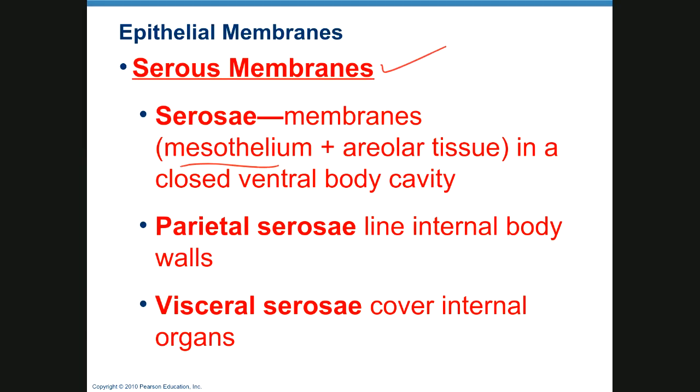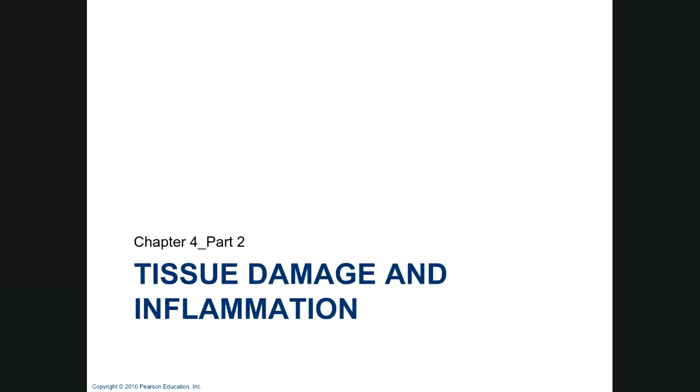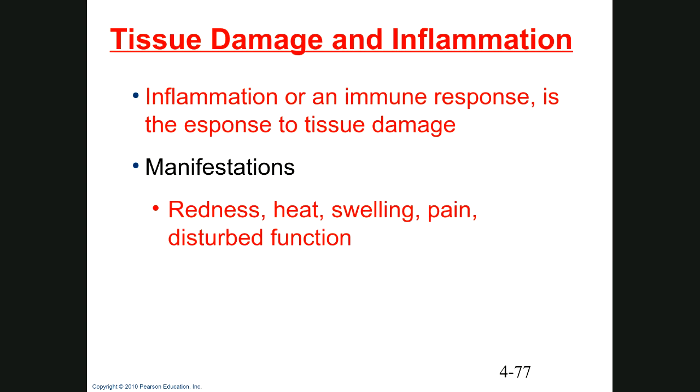Serous membranes, we know, are double layer membranes made of mesothelium and connective tissue. They have two layers, a parietal and a visceral layer. And we know that the one that covers the heart is called the pericardium, the one covering the lungs is called the pleura, and the one found in the abdominopelvic cavity is called the peritoneum. So it's a quick overview of membranes. And the last thing we want to do is go over inflammation, because it has to do with tissues.